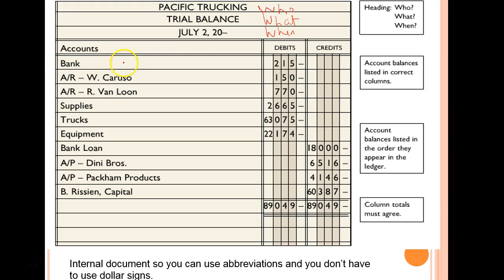So we've got all our accounts. We've got our bank, accounts receivable, supplies, trucks, and equipment. Then we have our bank loan, our accounts payable, and our owner's equity. And we list them all. Every account that we have in the ledger, we list here. And so we want to make sure we've got our assets listed first. Okay, so our assets are listed first. And then our liabilities are listed second.